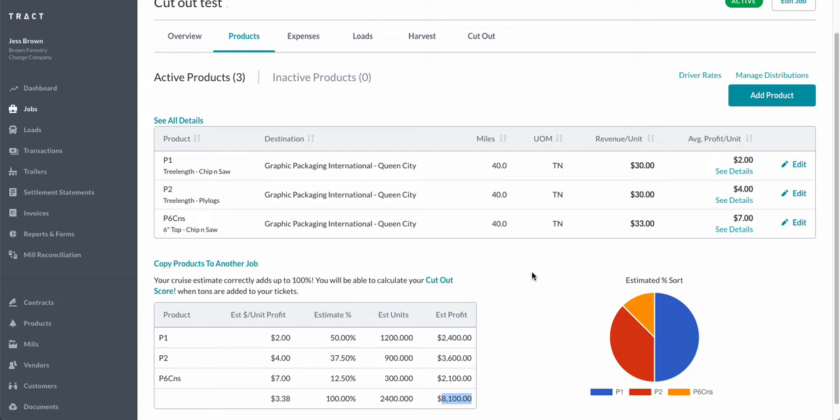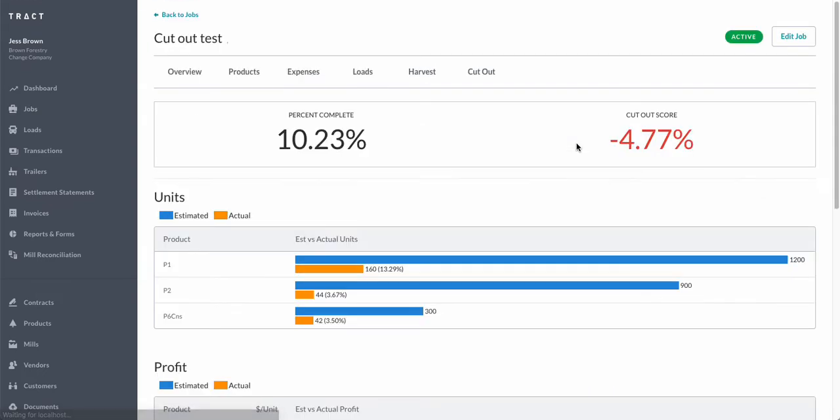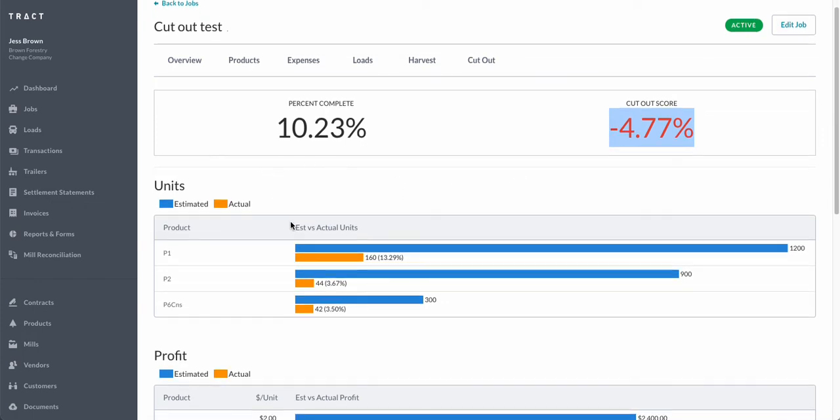And then one of the other big changes we made is to the cutout table, or cutout screen. First you'll notice a couple of big changes. At the top here, if you've entered percents, we're going to give you a percent complete, and we're also going to calculate your cutout score, and we'll come back to that in a few minutes. And then we've broken this down into a couple sections.